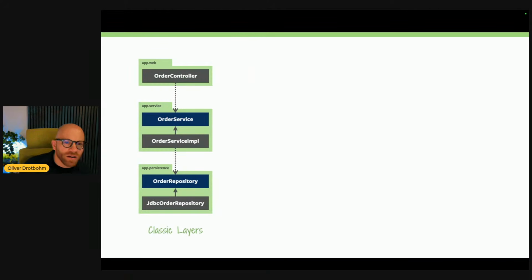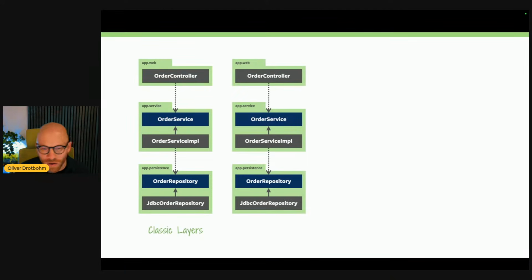Okay, so layered architecture, or applying layered architecture to packages, doesn't really seem to be achieving what we want here, right? Okay, but we want decoupling. We want to get rid of the service to persistence dependency. We want to do hexagonal architecture. So how do we do that?